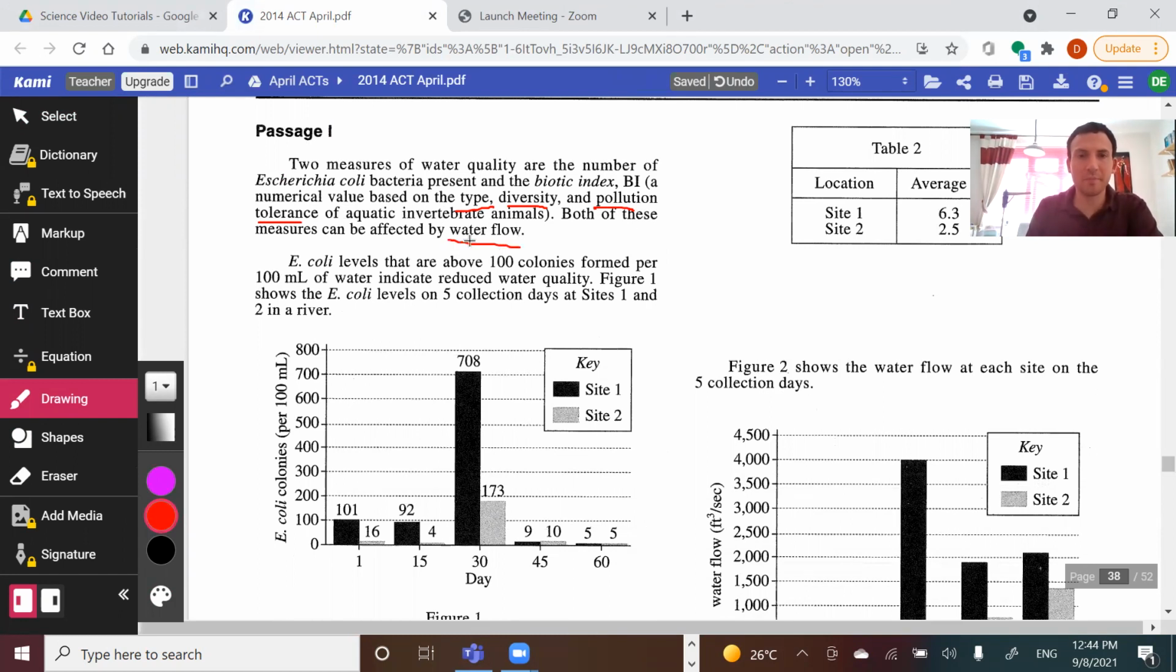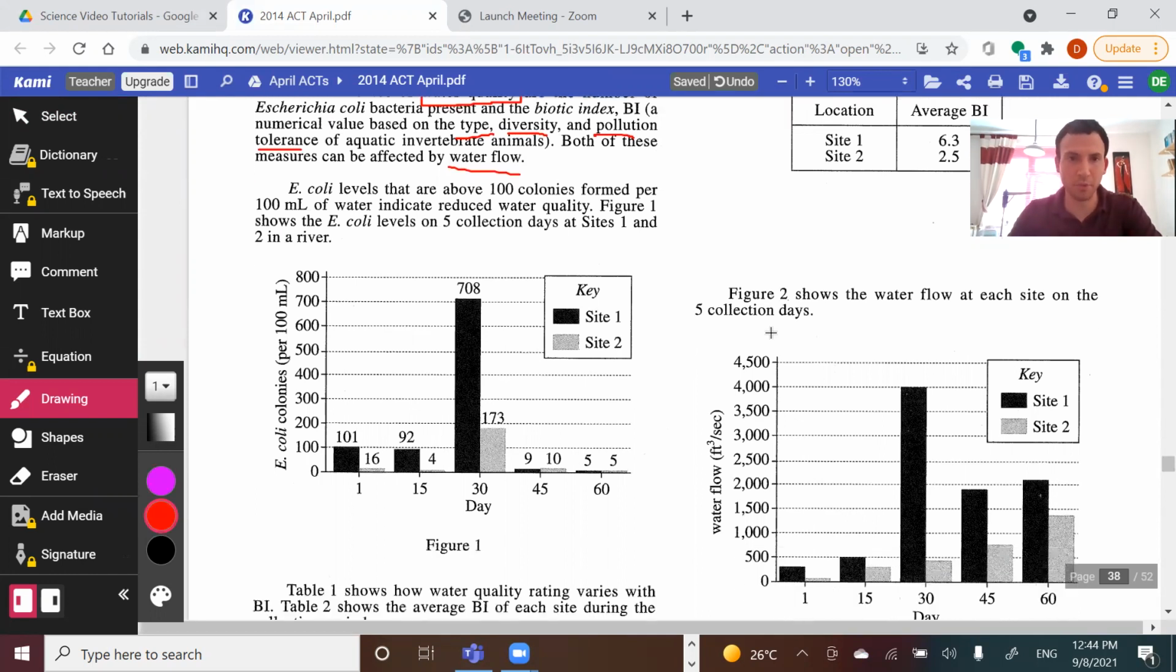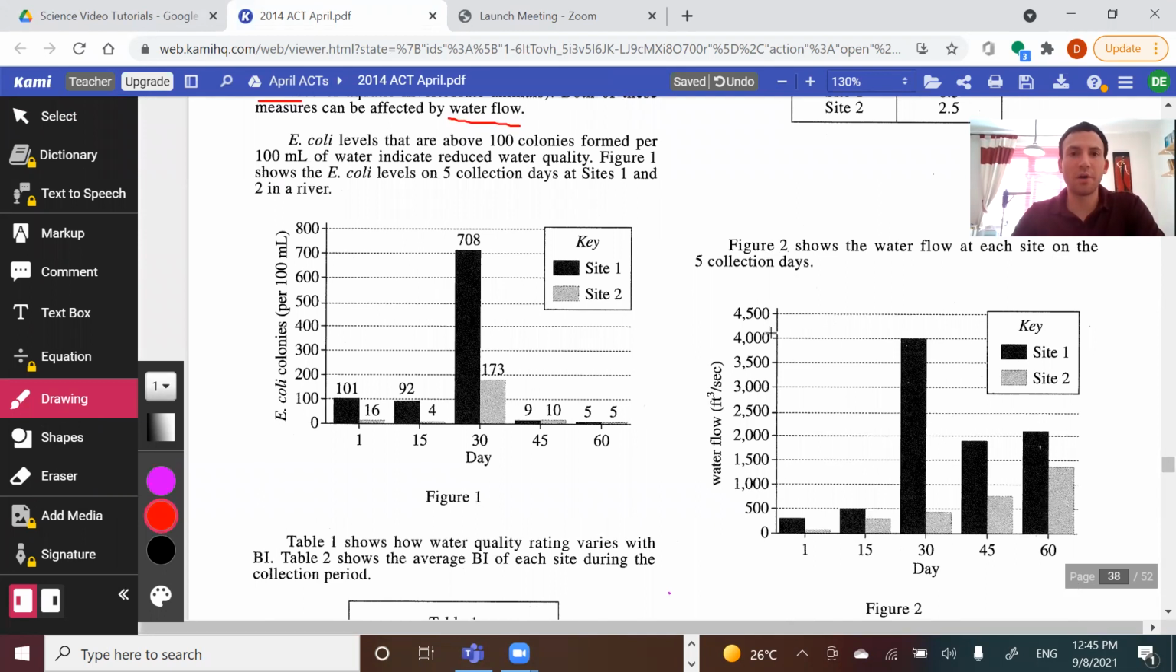Okay, so we know that measuring the amount of bacteria in the water tells us the water quality. And then we also know that measuring the biotic index, which is based off of a number of different factors, also gives us an indication of water quality. So that's what we should pull from that, and also that water flow plays a role as well. E. coli levels that are above 100 colonies formed per 100 milliliters of water indicate reduced water quality. So just to make a quick note, if you go above 100 on the measurement, it's reduced water quality.